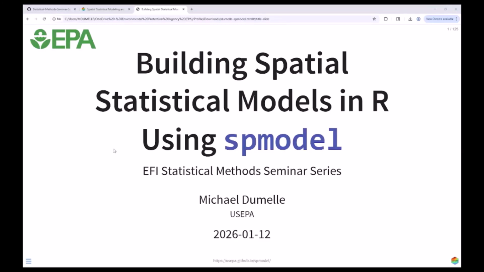All right, so let's get started. So as Tong mentioned today, I'll be talking to you about building spatial statistical models in R using spmodel.